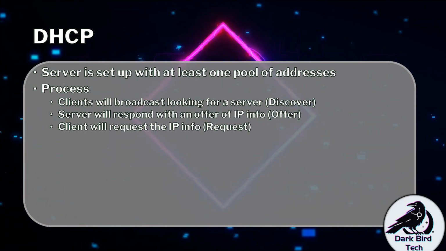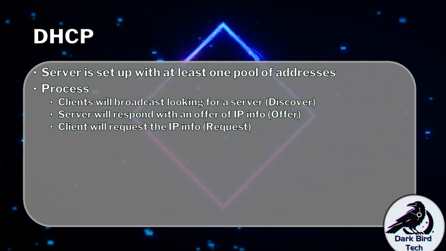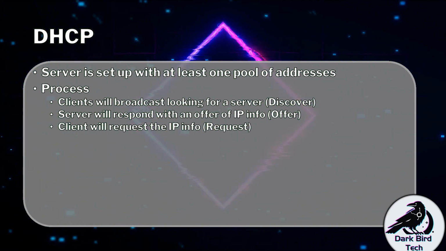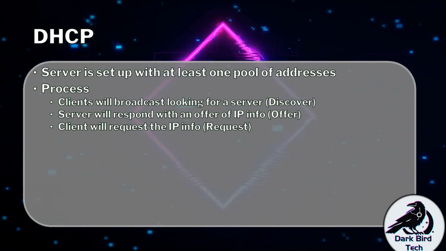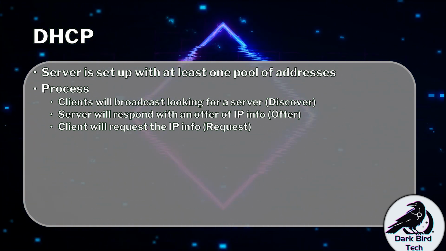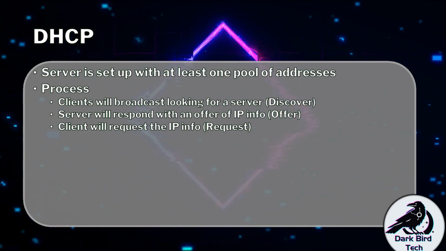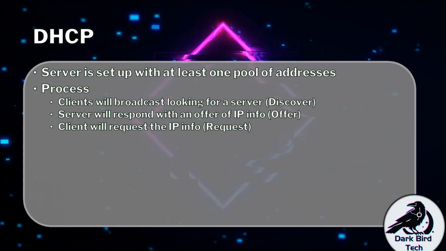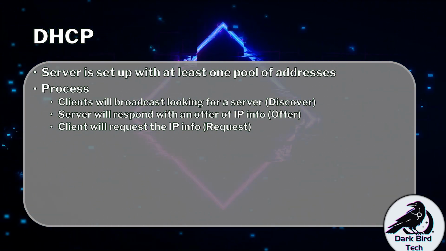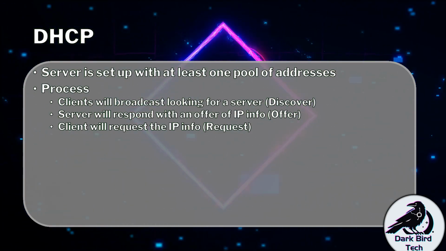When the client gets that, they will make a request of that IP information. The way the request works is the client is saying, hey, I want to use that address you're offering me. Please book it out for me so that no one else gets it. And obviously I'm going to use that default gateway and subnet mask that comes with it.